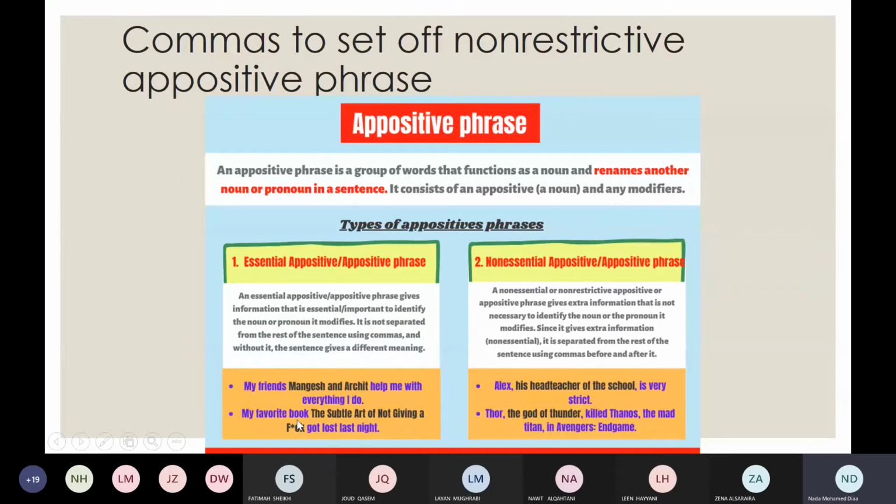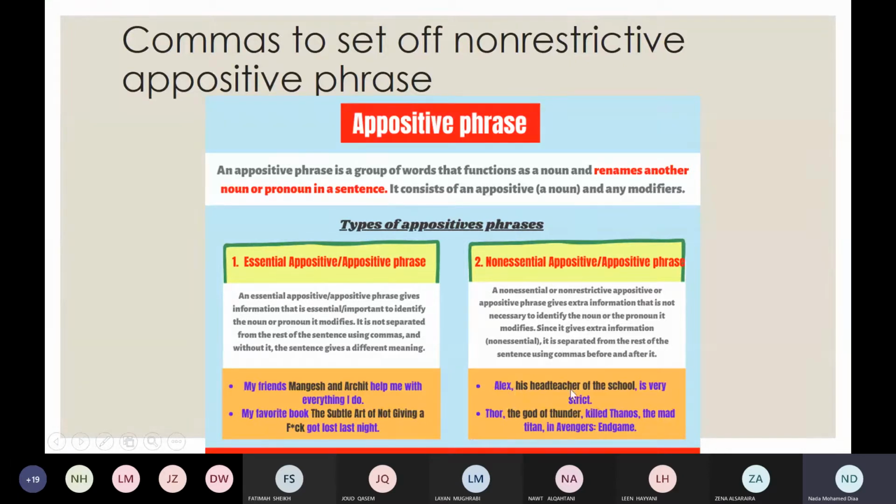My favorite book, The Subtle Art of Not Giving, got lost last night. And number two, the non-essential appositive. It is not important to be known.